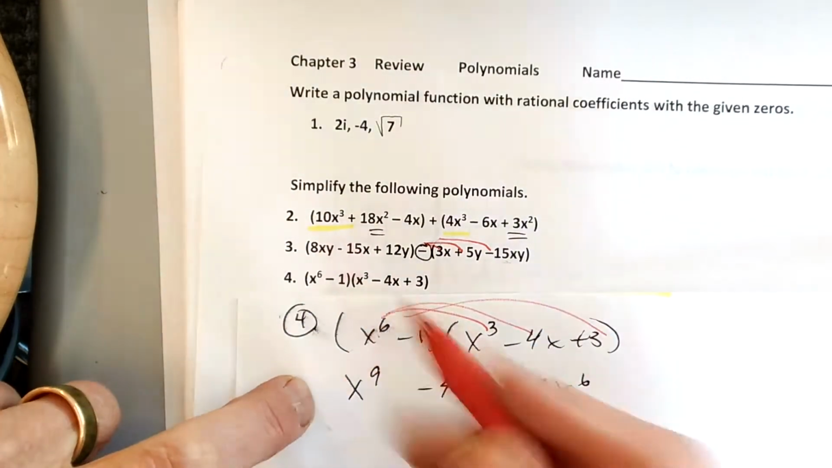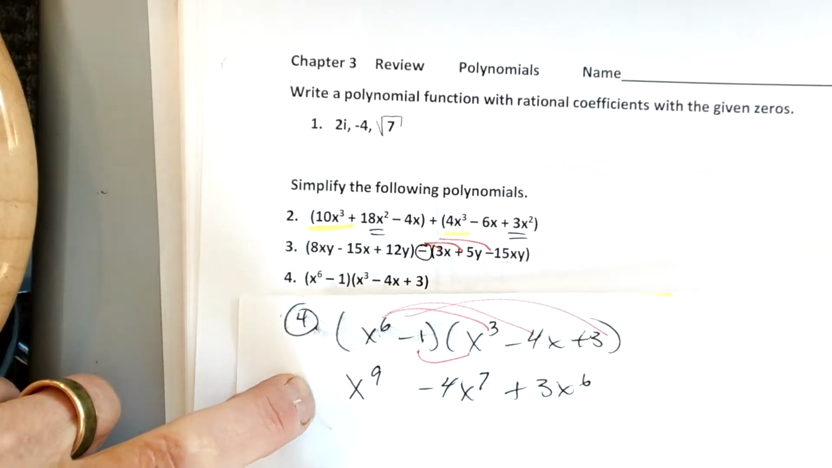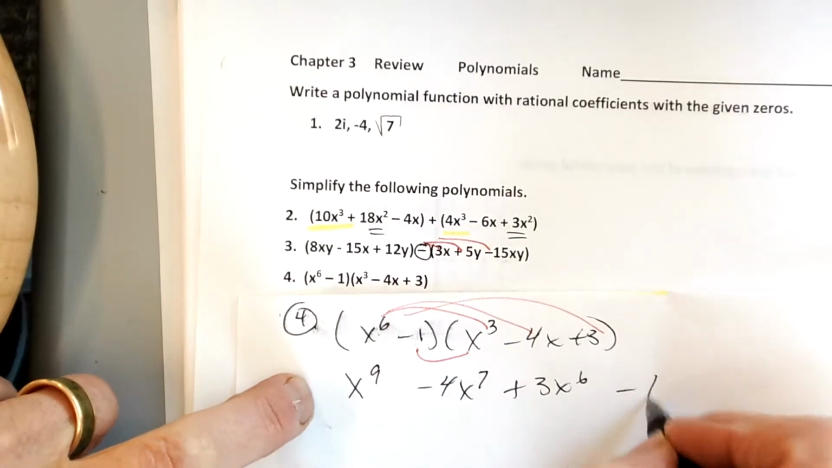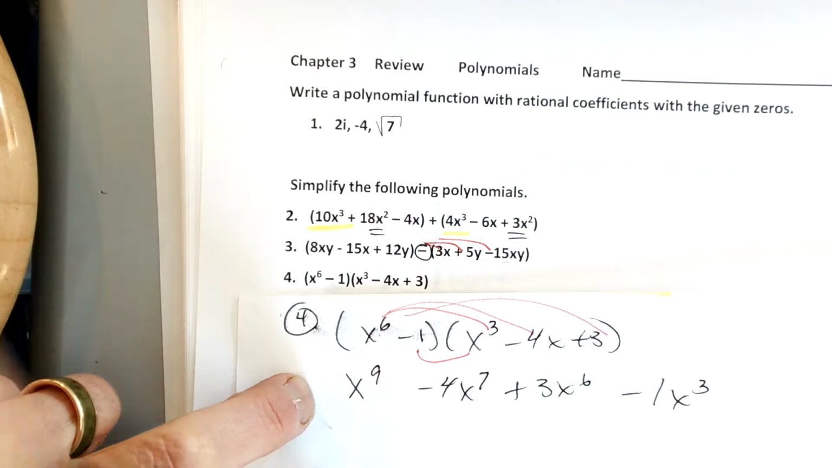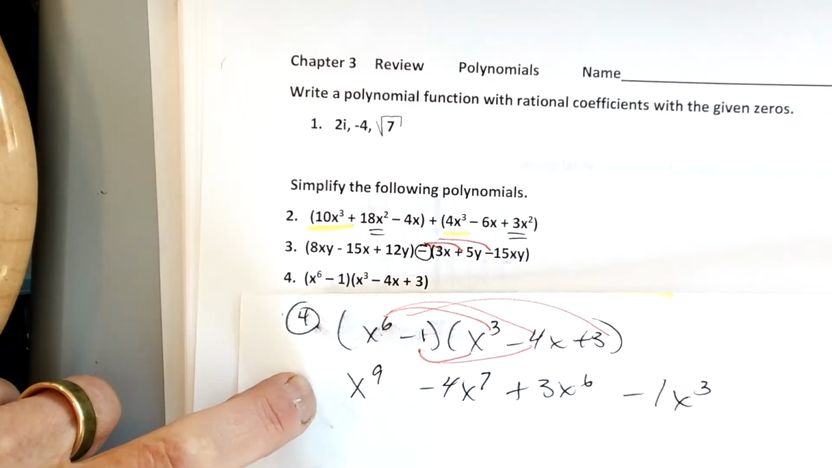Now then I'll multiply through the -1. And I'll get minus 1x cubed, but I don't see any more of those, so I'll just go minus 1x cubed. And then I'll get a positive 4x.